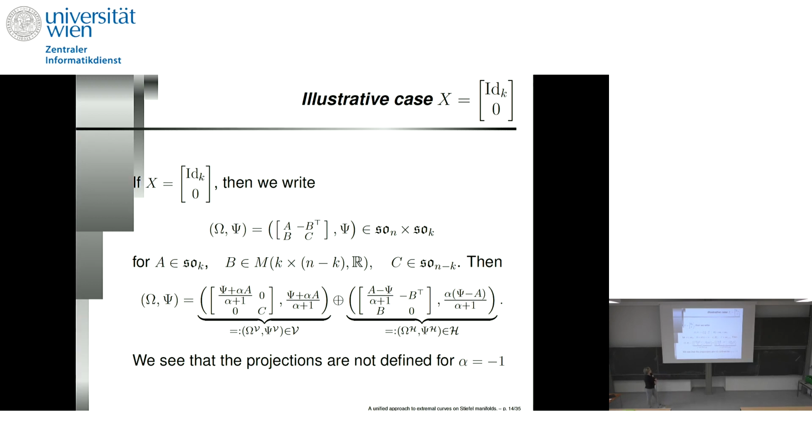Then the vertical and the horizontal projection, with respect to that metric, the orthogonal decomposition into the vertical part and the horizontal part, look like this. And you see that we have a division by alpha plus 1, which tells you that alpha equal to -1 is a bad number. And this is exactly the case when this alpha metric is degenerate. Okay, great.